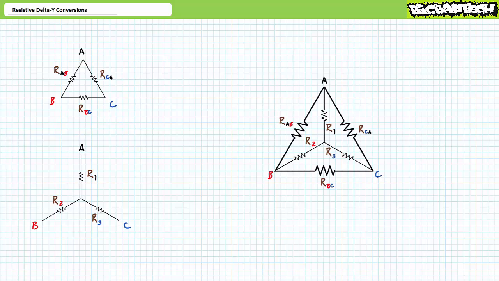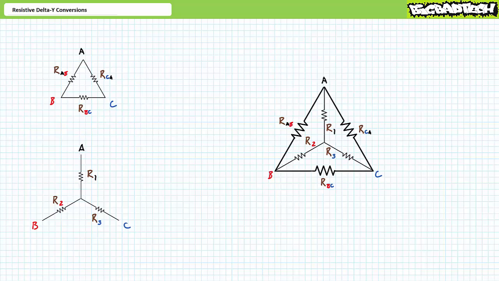As a memory aid, the Y configuration can be placed inside the delta configuration as follows. Delta resistance RAB is between nodes A and B. Y resistance R1 is directly connected to the node you choose to call A. Similarly, delta resistance RBC is between the nodes you choose to call B and C, and Y resistance R2 is directly connected to the node you choose to call B.